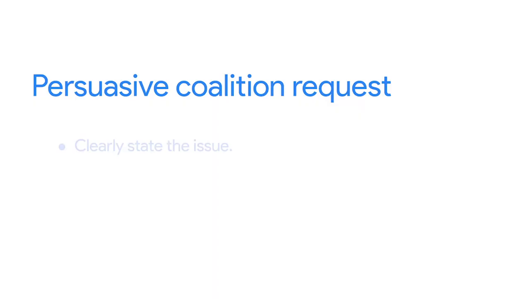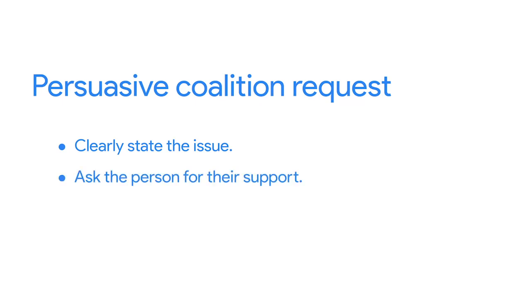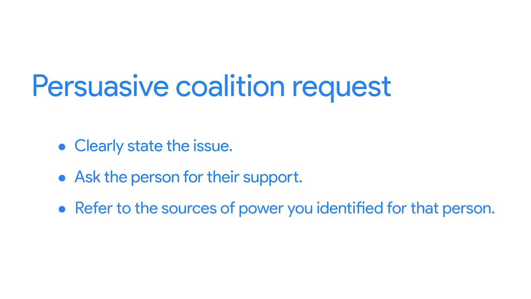A good way to do this is through a well-crafted email, but you could also ask in person or with a phone call, whichever method you think is most appropriate. When you make your request, clearly state the issue you're attempting to resolve. Explain which aspect of the project is being negotiated. Then, ask if they might consider supporting your position or solution and state what that is. And of course, refer to that person's sources of power or interest you identified.